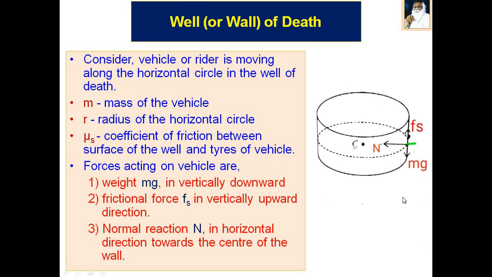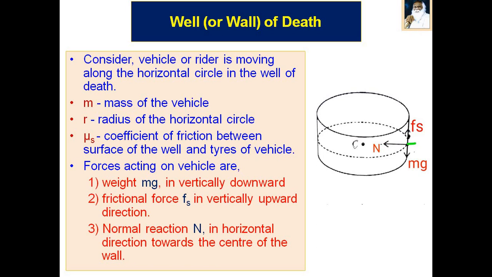Here is the diagram. In this diagram, this green spot or green indicator indicates the rider and its vehicle. Consider the vehicle of the rider is moving along the horizontal circle in the wheel of death. m is the mass of the vehicle, r is the radius of the horizontal circle, and mu s is the coefficient of friction between the surface of the wheel and the tires of the vehicle.